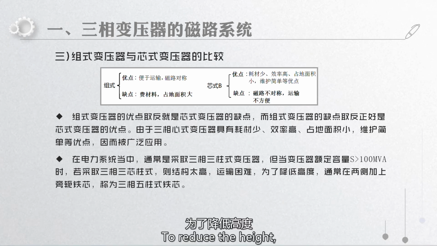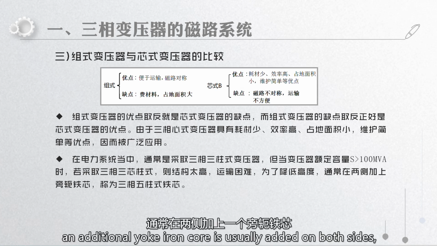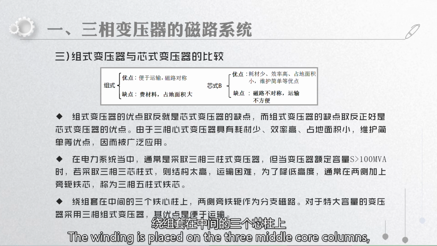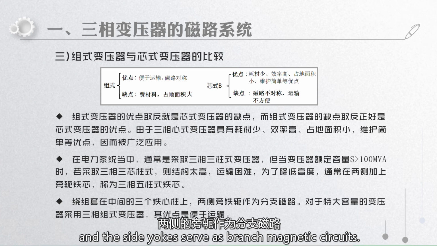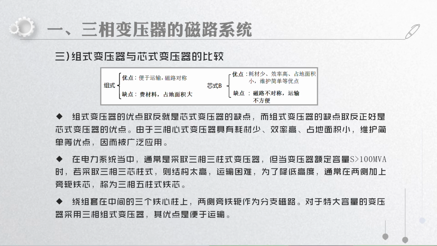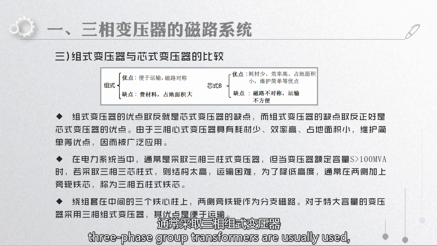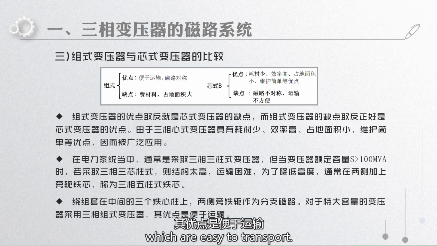To reduce the height, an additional yoke iron core is usually added on both sides, called a three-phase, five-column iron core. The winding is placed on the three middle core columns, and the side yokes serve as branch magnetic circuits. For ultra-large capacity transformers, three-phase group transformers are usually used, which are easy to transport.